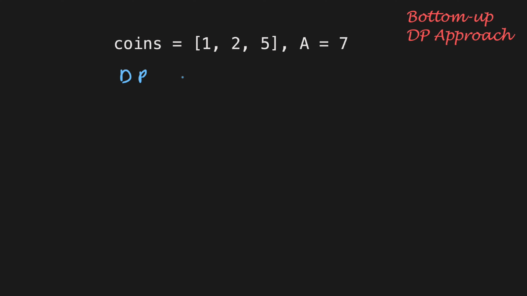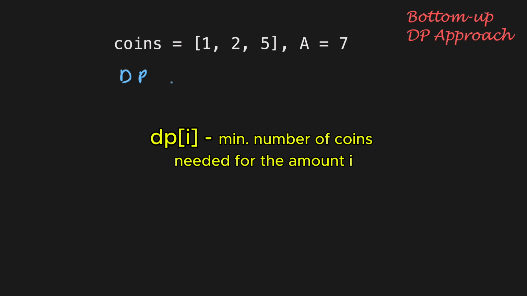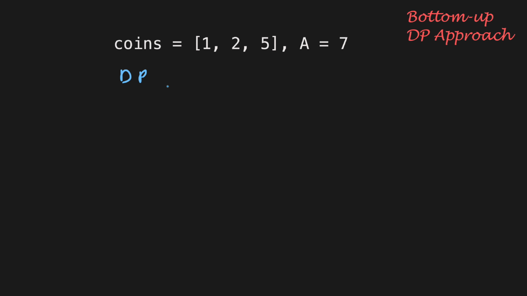The idea of the DP approach is, instead of starting from the target amount and breaking the problem down, we start with amount 0 and build solutions incrementally for all amounts up to the target amount, and store the results in the DP table, where each entry at the index i, that is DP of i, represents the minimum number of coins required for that amount. And by the time we calculate the value of DP of A, it will represent the answer.